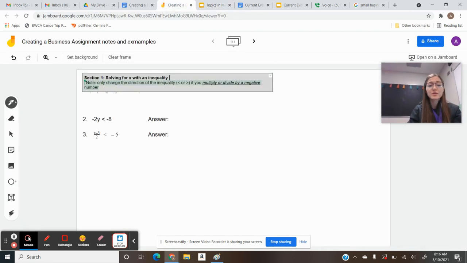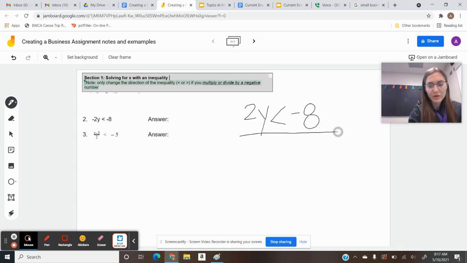All right, so we're going to do number 2 and number 3 together. Number 2. So we're going to set this up just like we would if we were solving for x with a regular equal sign instead of a greater than or lesser than sign. Okay. So I need to get y by itself. It's being multiplied by negative 2. So I need to do the opposite of multiply by negative 2, divide by negative 2. And if I do it to one side, I have to do it to the other side.